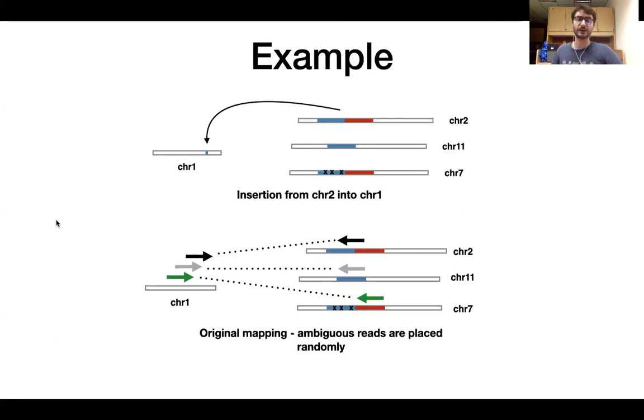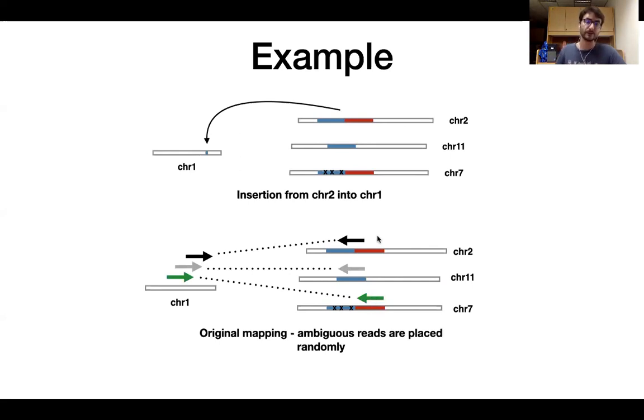Now, when we sequence our sample, we obtain 3 pairs that are supposed to support our transposition. That means that these 2 reads here were also sequenced from chromosome 2. However, because this gray read was sequenced from the blue region here, when we map it, we have 2 equally good locations where to place it. So we don't know if we want to place it on chromosome 2, or on chromosome 11. And the same is true for the green read.